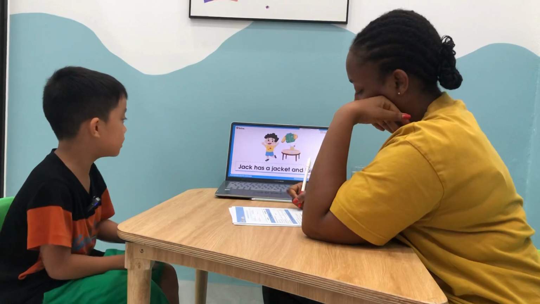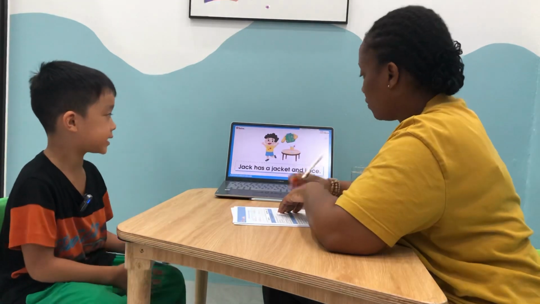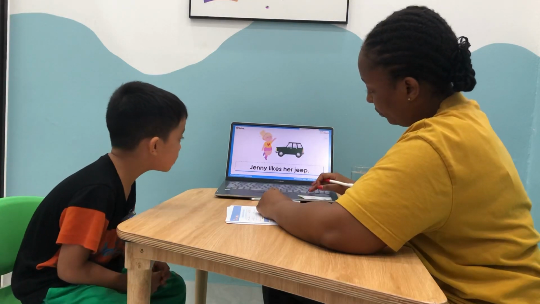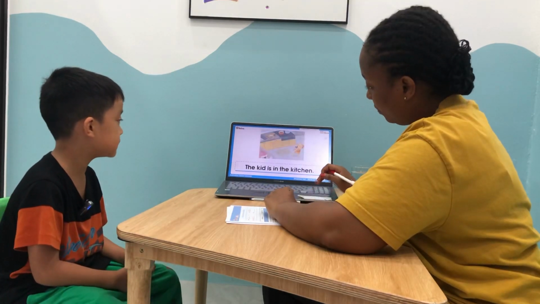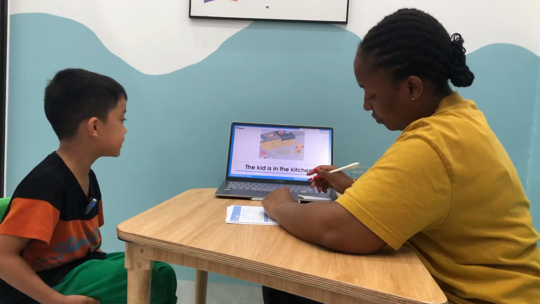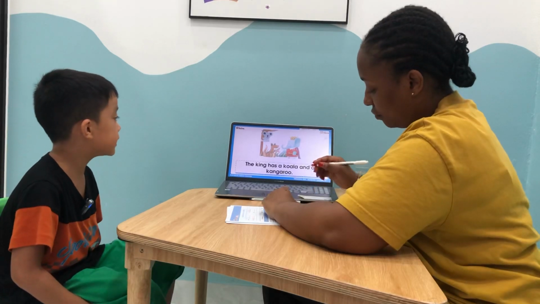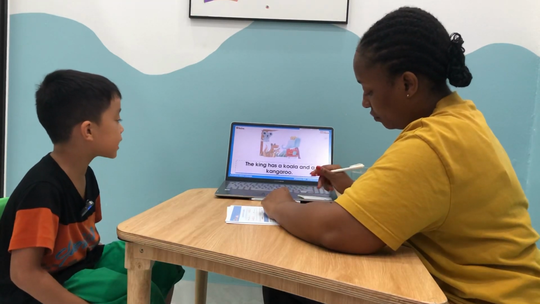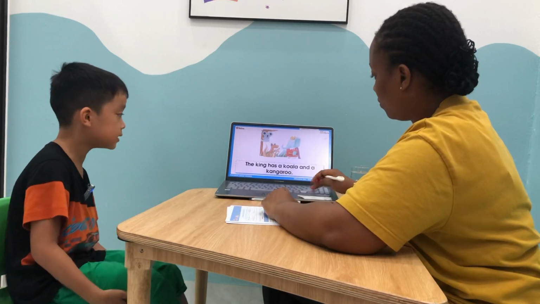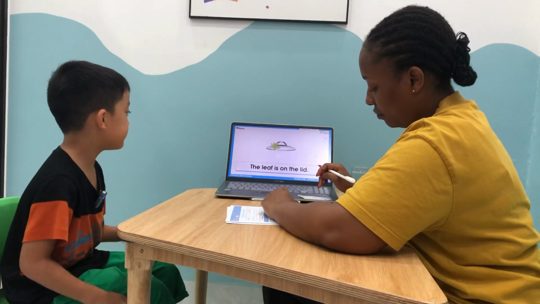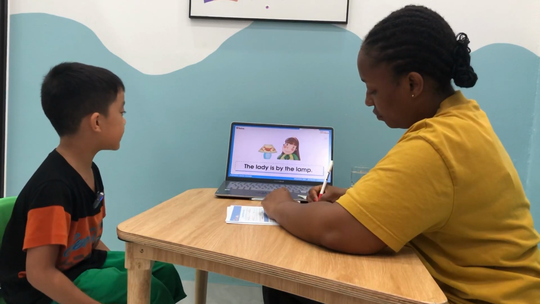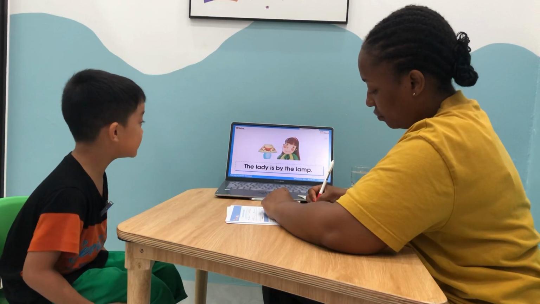I'll say this. Jack has a jacket and shoes. Jenny likes a jeep. Jeep. The king is in the kitchen. The king has a kangaroo and a koala. Koala and kangaroo. The leaf is on the leaf. The lady is by the lamp.